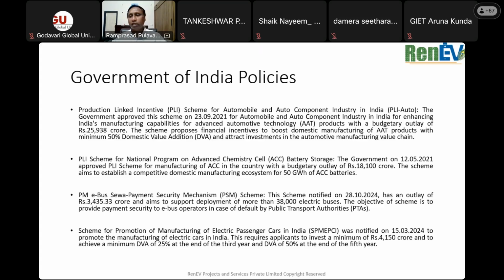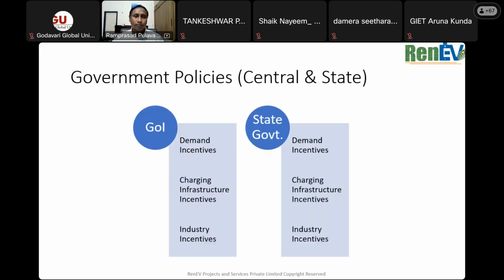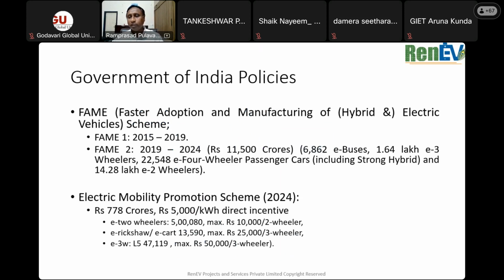This was notified in 2024, and the only condition in this is they have to invest approximately 4,150 crores so that they are eligible for a subsidy. Then again, there is one more scheme by the Government of India. Herein, if you see the value chain, first the vehicle is produced and given to the manufacturer and given to the consumer by a direct subsidy.